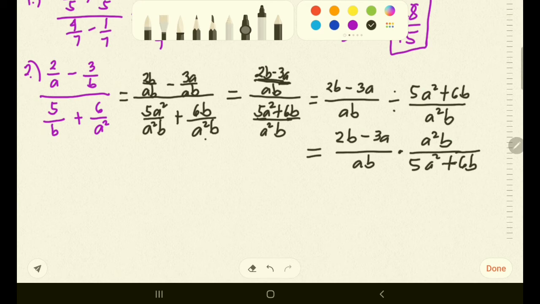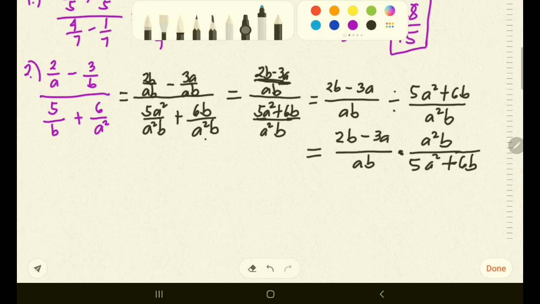Now you look for their GCMF or common factors. For the numerator 2b minus 3a versus 5a squared plus 6b, there are no common factors. So how about the other pair? The denominator ab and the numerator a squared b.